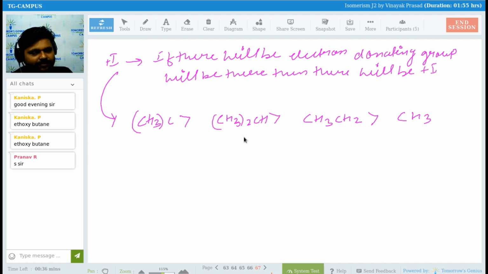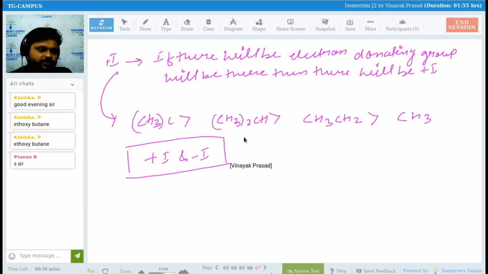Earlier we learned about electron withdrawing groups. Any doubt to anyone? So plus I and minus I, we have seen about this. Any doubt to anyone? No?